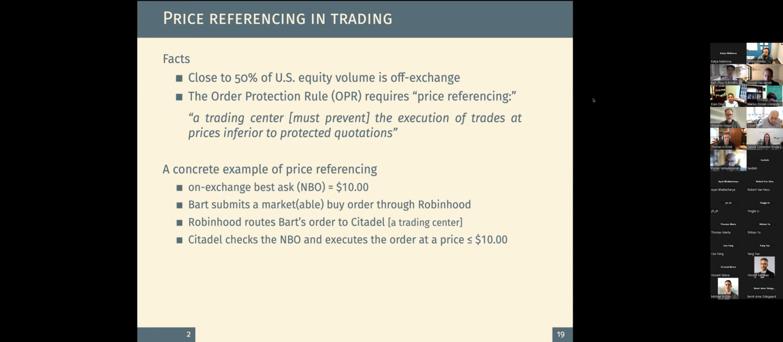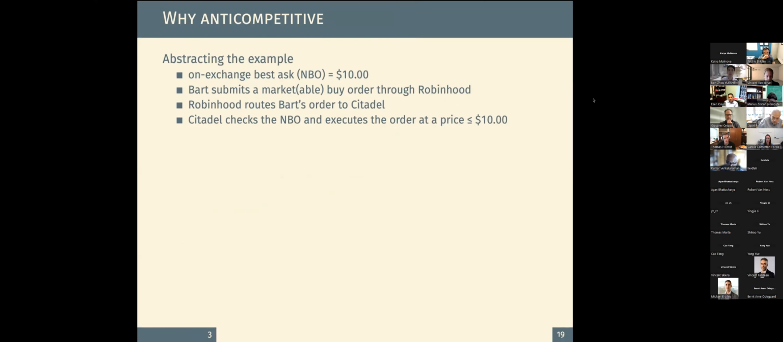So the rule, the OPR, or this kind of price referencing, ensures that Bart, the small potato, is not screwed over by these big players. They don't charge me crazy prices, that's sort of the idea behind it. But we will argue in this project that this is actually partial. We're going to argue that this behavior of price referencing is actually anti-competitive.